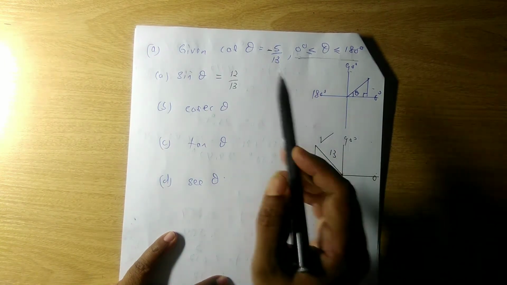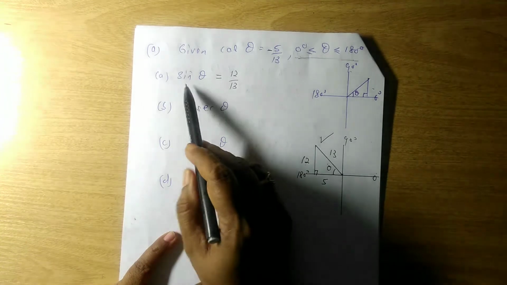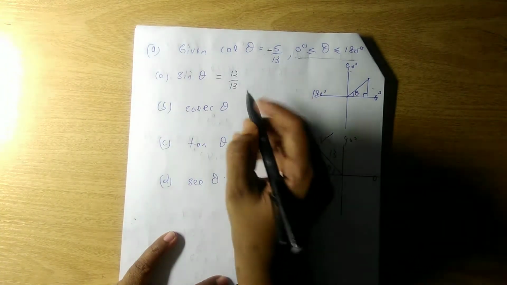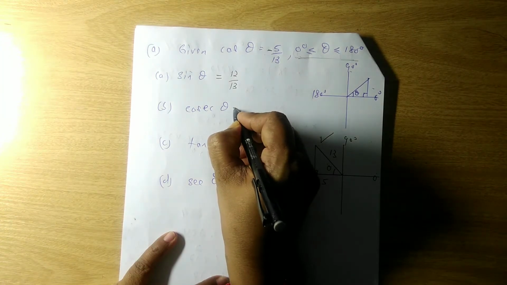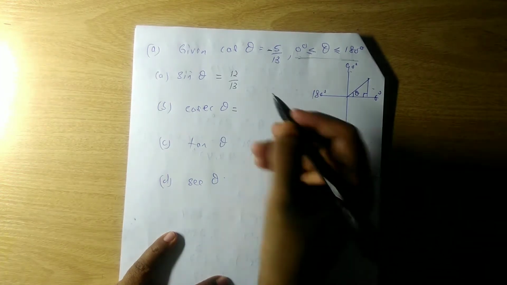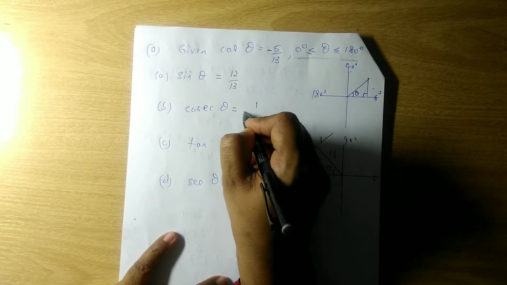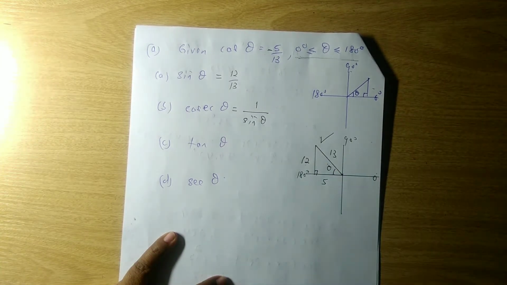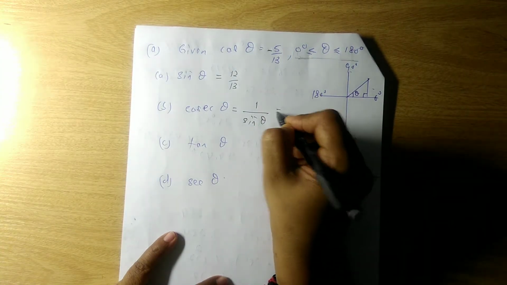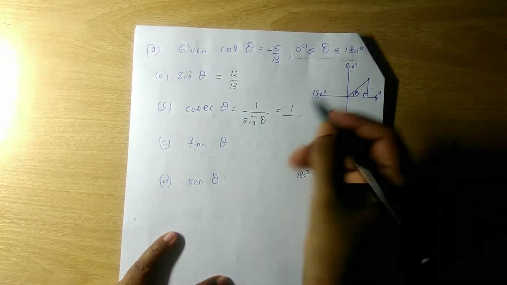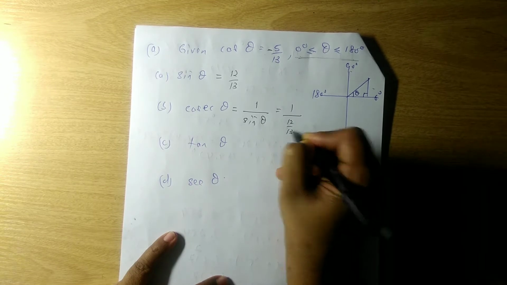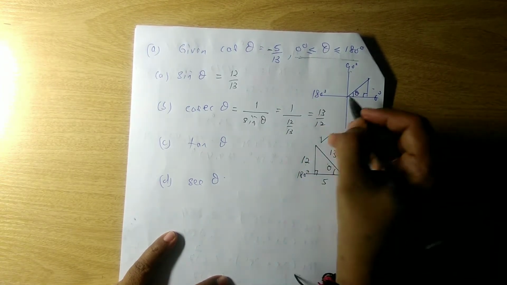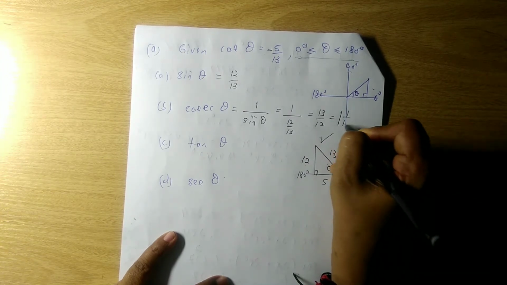And is it positive or negative depending on the function? Sine in the second quadrant is positive. Now we move on to cosecant theta. Cosecant theta is actually 1 over sine theta. So it's 1 over what we just found up here, 12 over 13. So the answer is actually 13 over 12.